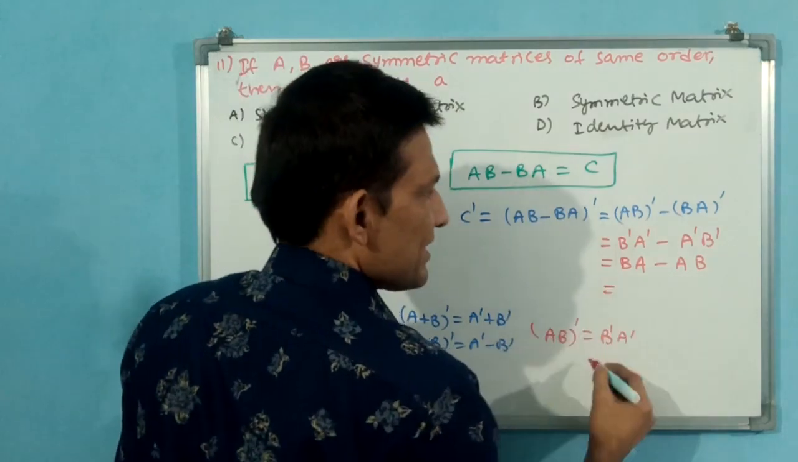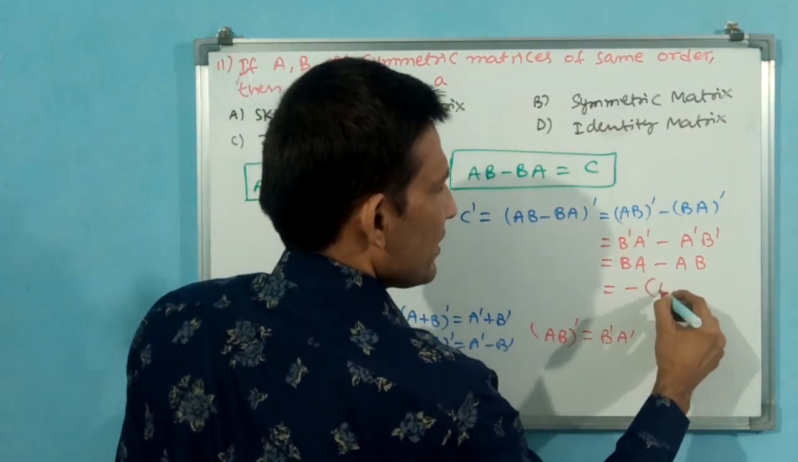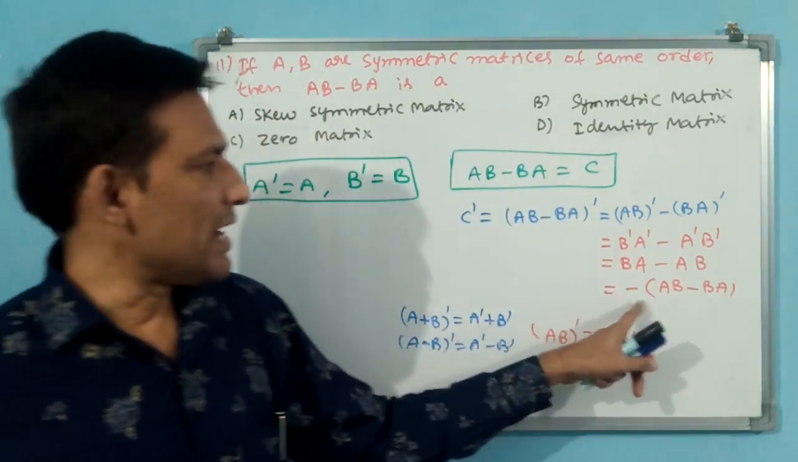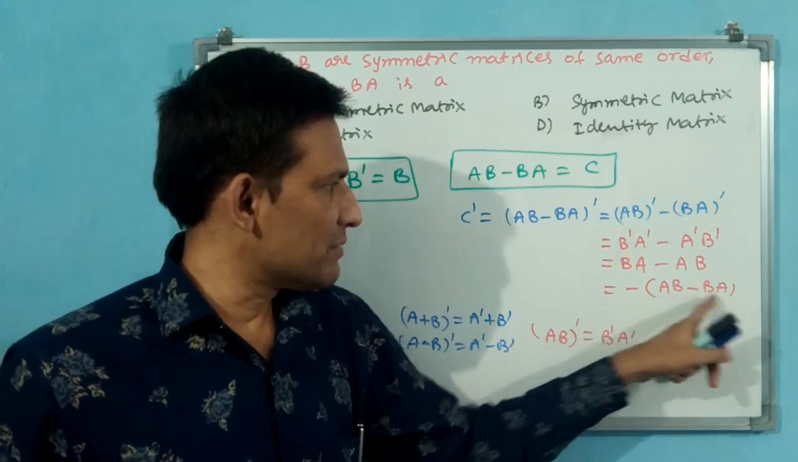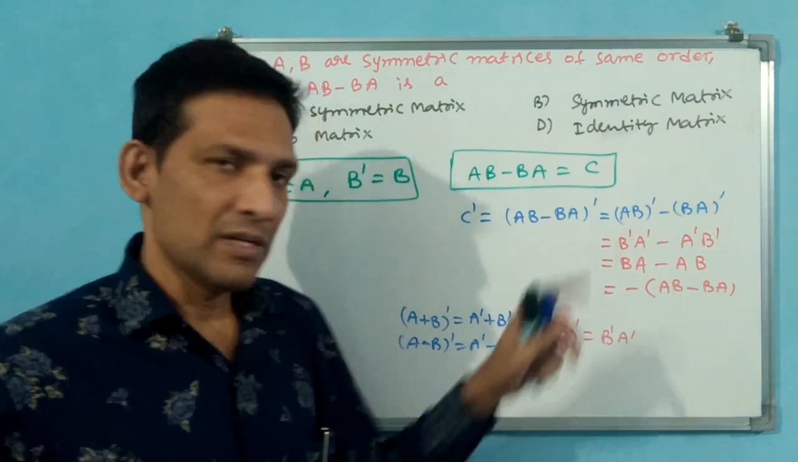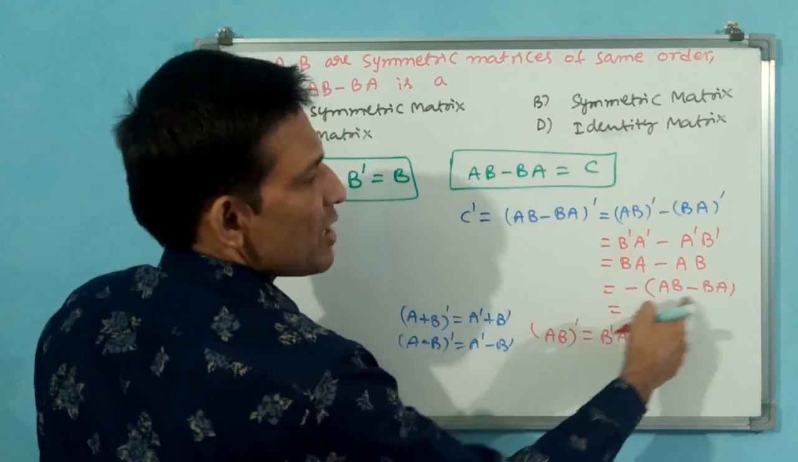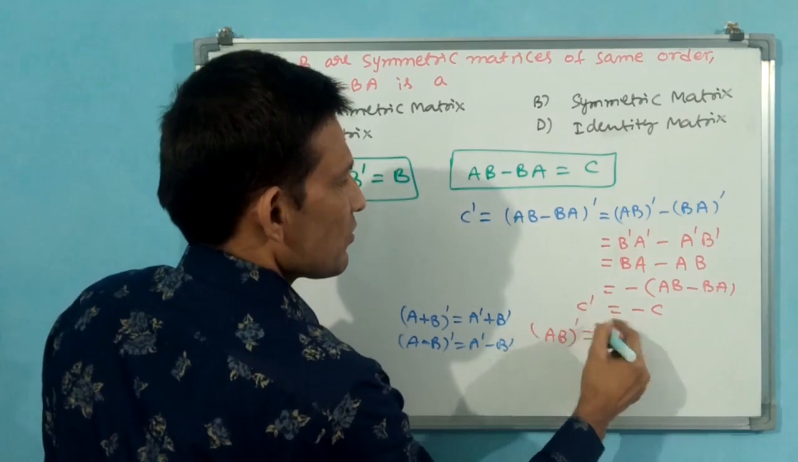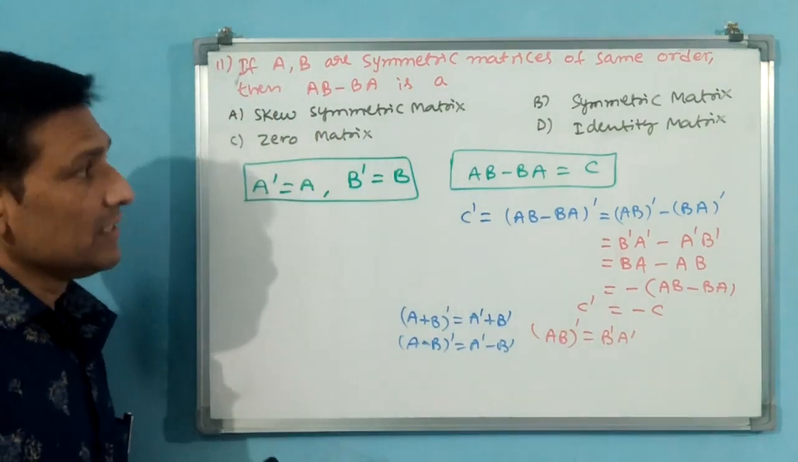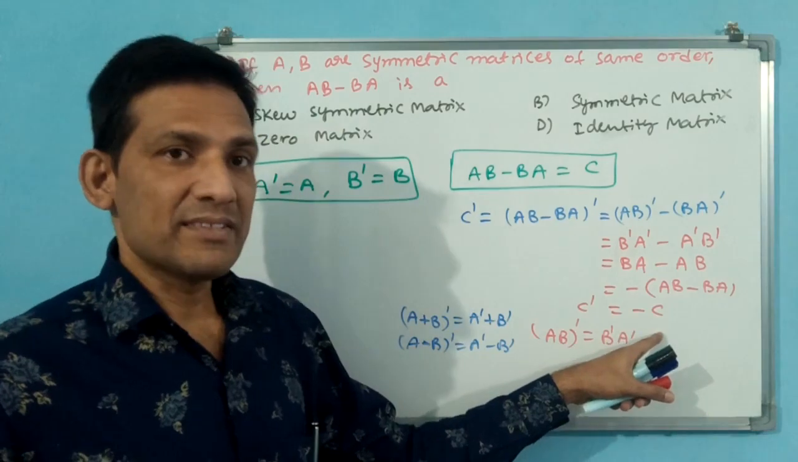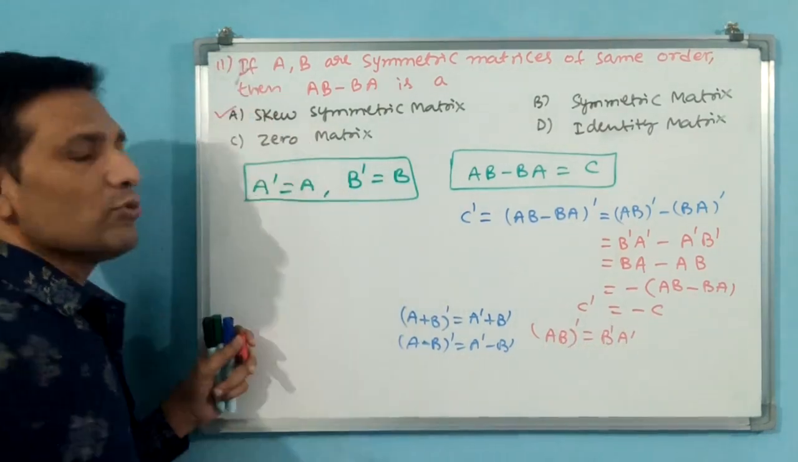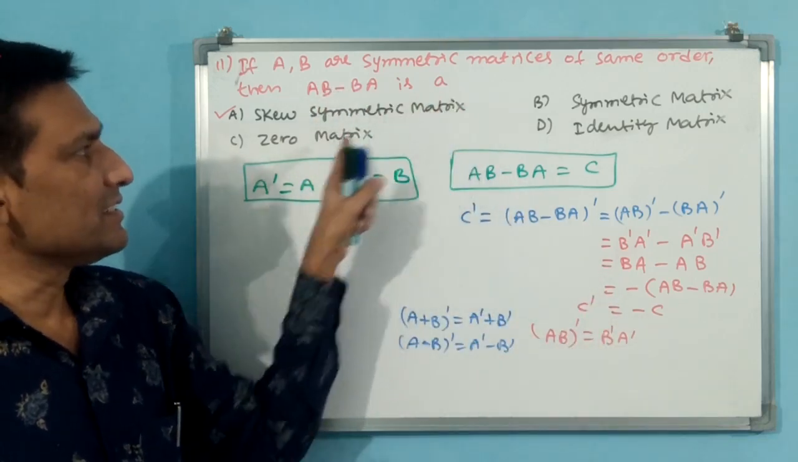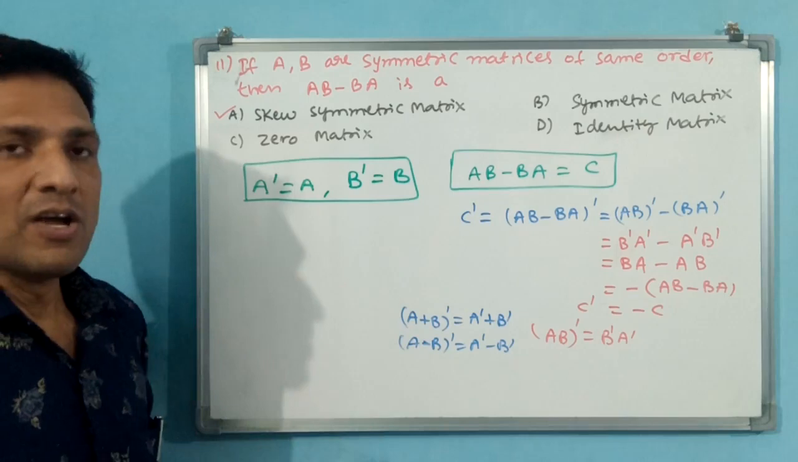See, again I can write this, taking minus common. AB minus BA, I can write this. Is it okay? You see, minus AB plus BA, or I can say plus BA minus AB. But we know one more thing: AB minus BA is C, so this is minus C. That means C transpose is equal to minus C, as I have already told you. C transpose equal to minus C means skew symmetric matrix. That's all. What is C? C is AB minus BA, which is a skew symmetric matrix. Like that you write and close this question.